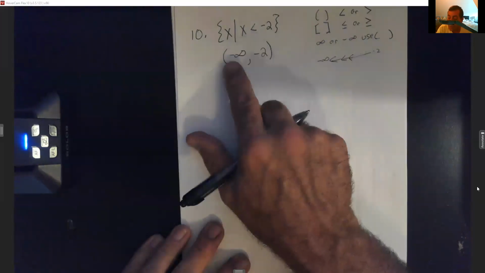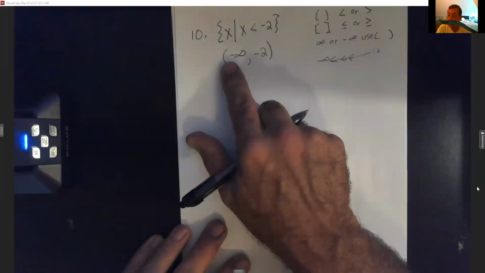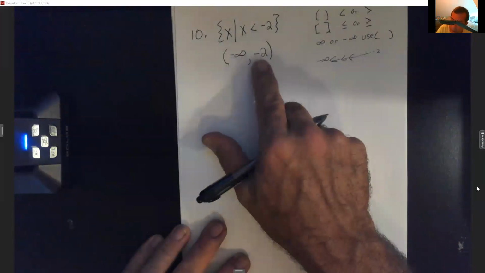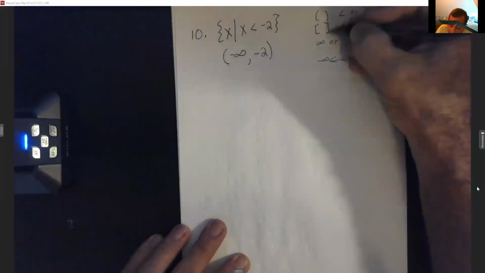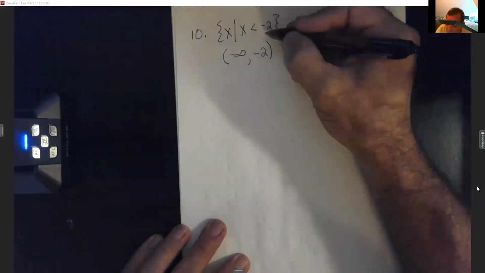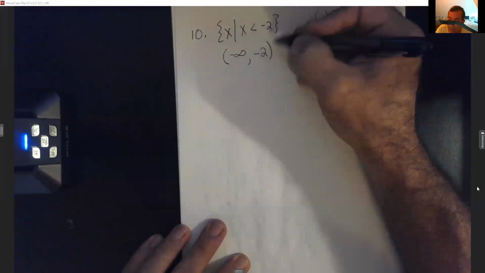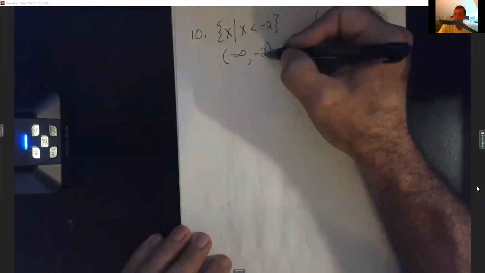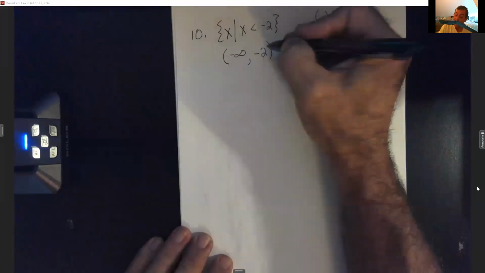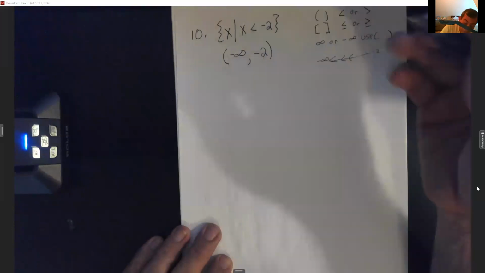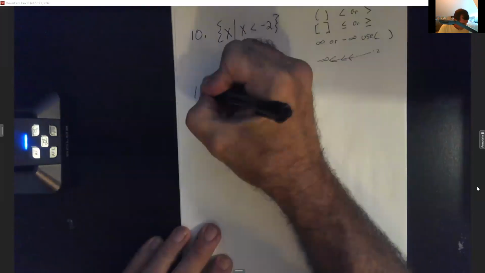Because my interval goes from negative infinity up to negative 2. Now notice, since I didn't use these brackets, it doesn't equal negative 2, it's less than this negative 2. If that was a bracket, then it would actually equal that negative 2, okay? All right, y'all, number 11.